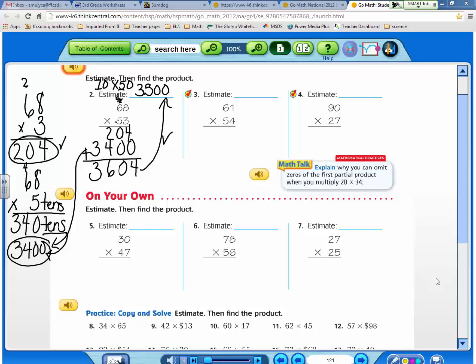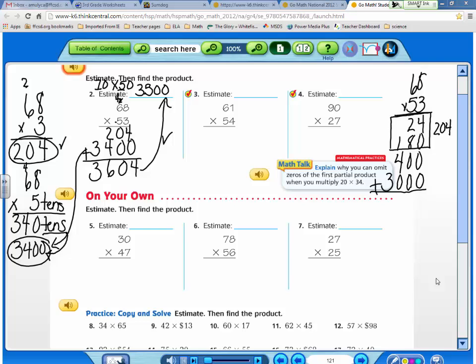If we use the same problem, 68 times 53, last night's homework had us look at it this way. 3 times 8 is 24. 3 times 60 is 180. 50 times 8 is 400. And 50 times 60 is 3,000. And the kids made a really interesting connection today. They said, look, if we put these two together, we get our first partial product of 204.